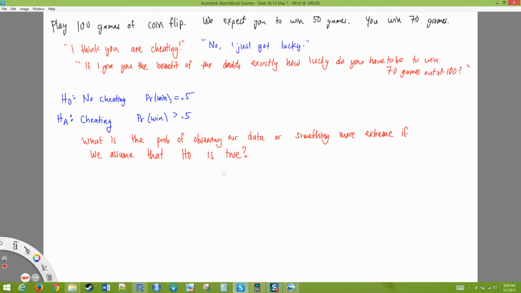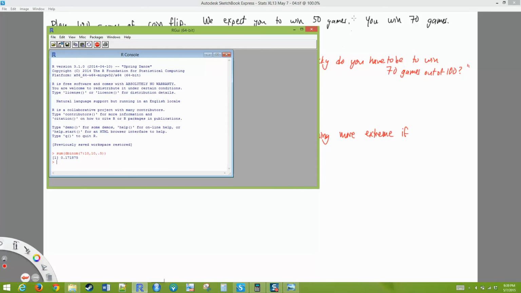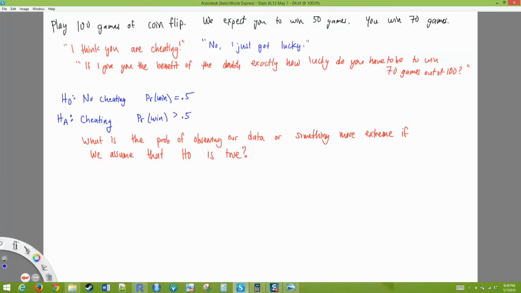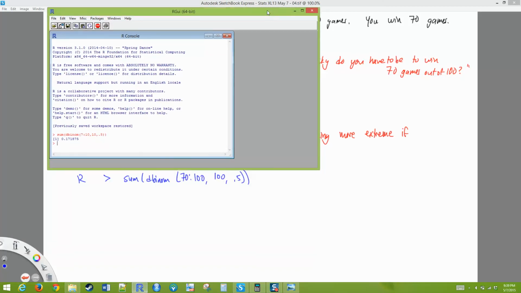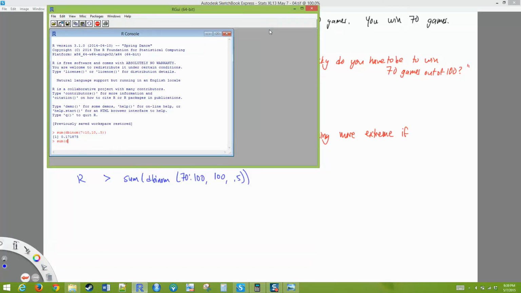We could answer this using normal approximation to the binomial, or I'm just going to have R calculate it for me. My R command will be the sum of dbinom, 70 to 100, 100, 0.5. I'm going to take the dbinom for 70, dbinom for 71, all the way up to 100, and add them all up. So I'm going to punch that in.